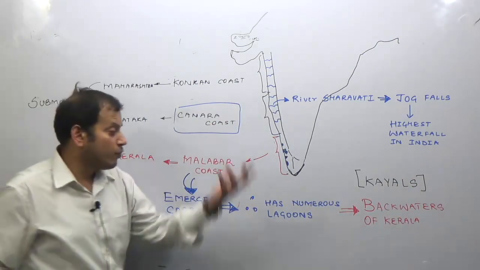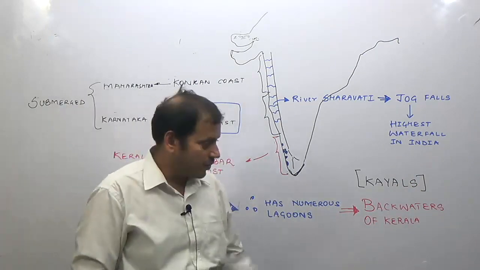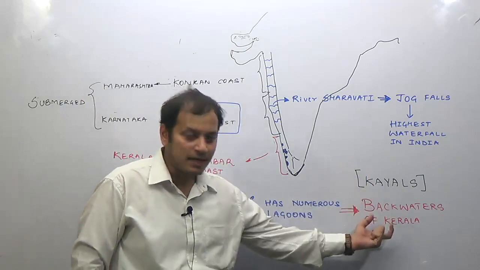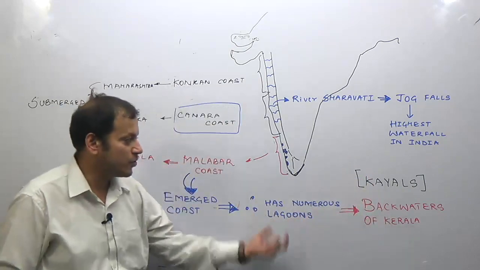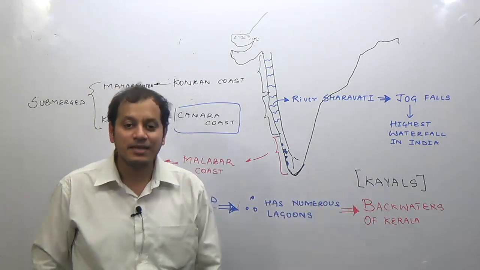After this, what are the lagoons in Kerala locally known as? Kayals are backwaters of Kerala. Backwater is nothing but lagoons. So the lagoons are known as kayals in Kerala.